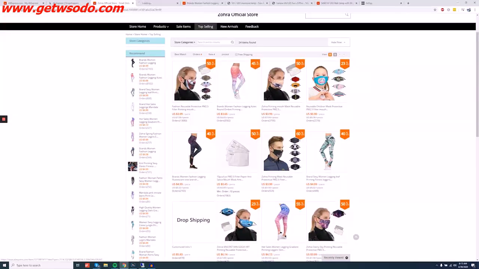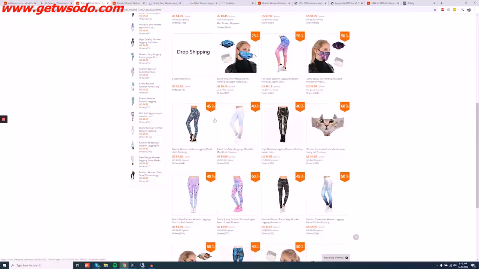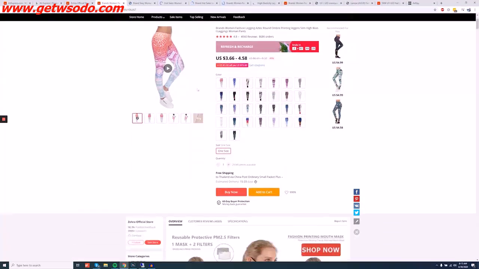And it looks like they got these leggings here, 8,500 orders. They got these. Oh, wait. So they have so many different styles right here, as you can see. So you can literally make a niche legging store where you just have a bunch of cool looking 3D leggings.